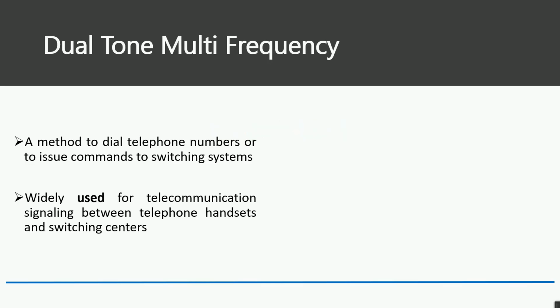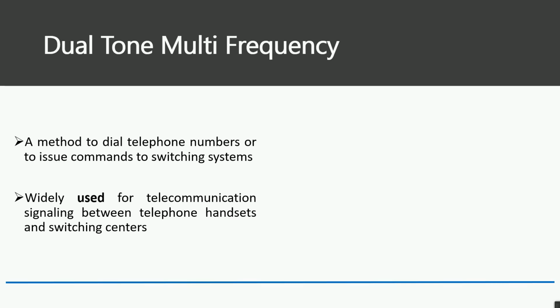DTMF tone is a method to dial telephone numbers or to issue commands to switching systems, and it is widely used for telecommunication signaling between telephone headsets and switching centers. So how does it work? If you have a feature phone or a smartphone and you dial in some number, you can hear a tone at the back end. Those are DTMF tones. Each and every key has a unique tone frequency.